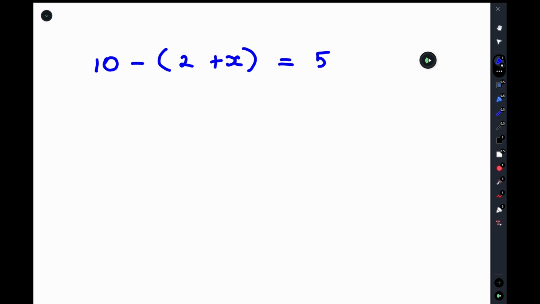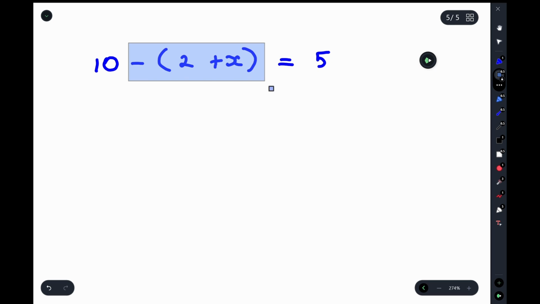We want to make x the subject of the formula for this equation, or we want to solve for x. The additional challenge this time is that x is located within a bracket. So before we can make x the subject of the formula, or before we begin rearranging the equation, we need to expand this bracket.